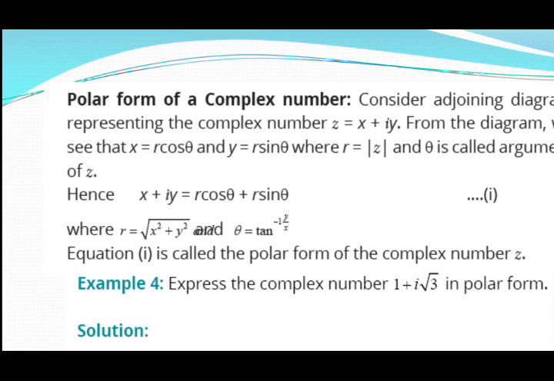And the formula between them is r equal to the square root of x square plus y square, which is the magnitude, also called the modulus of a complex number. And the angle theta is equal to tan inverse of y divided by x. For example, we have the complex number 1 plus iota square root 3. In this example, x is equal to 1 and y is equal to square root 3. Put these values in the above formulas for r and theta. We get the values of r and theta.